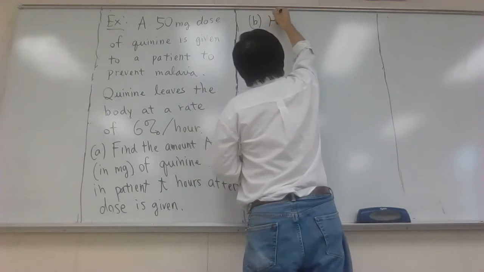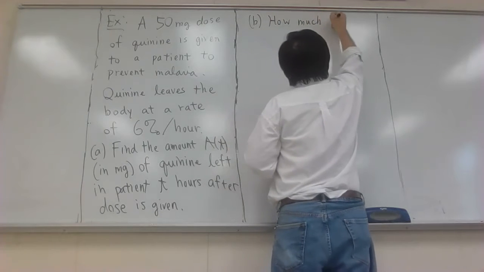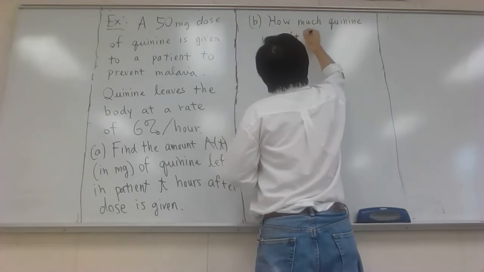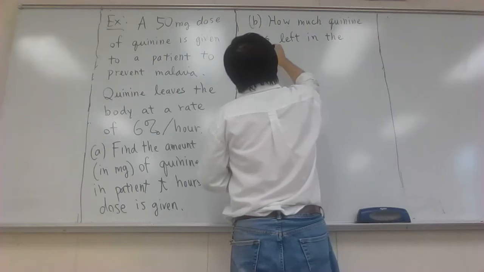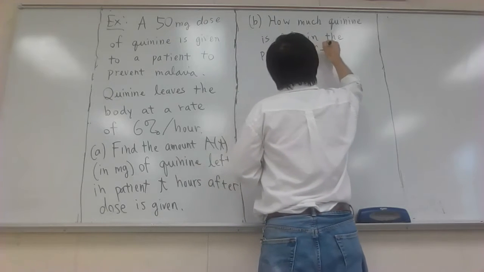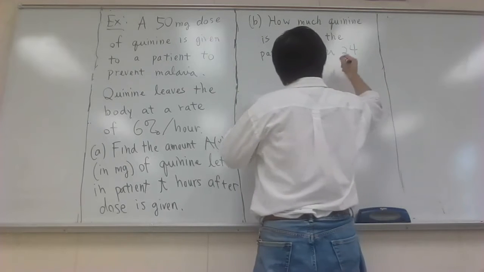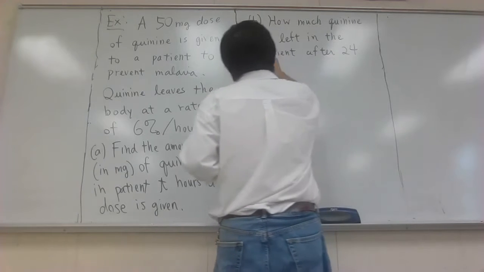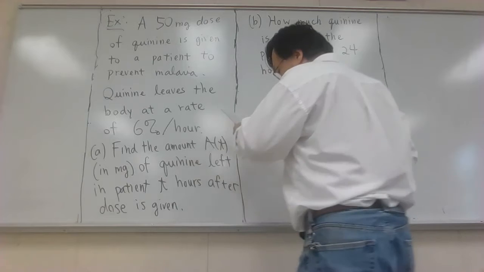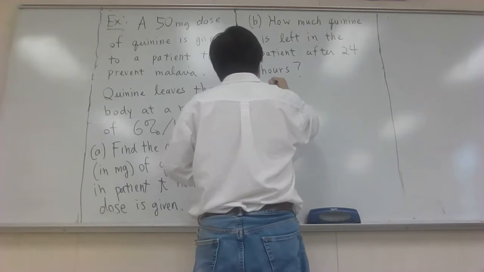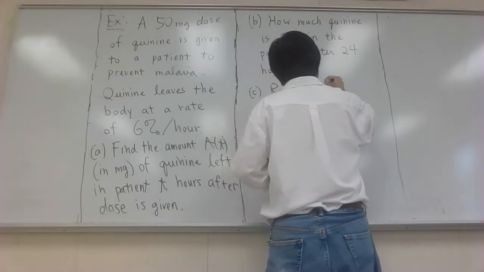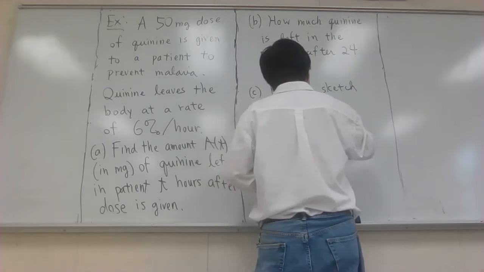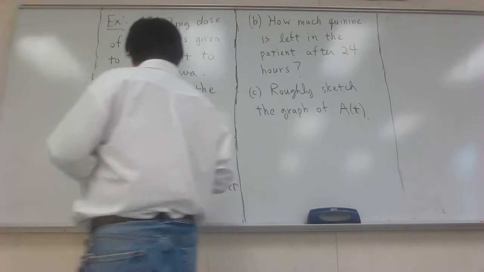B, how much quinine is left in the body of the patient after 24 hours? And C, roughly sketch the graph of the function A(t). Okay, let's see if I wrote this down correctly.